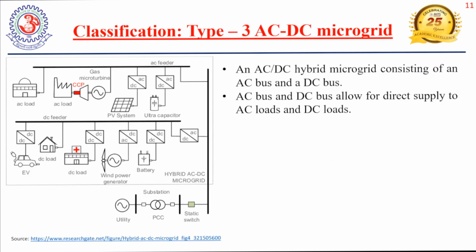The third and final system is the AC and DC microgrid.